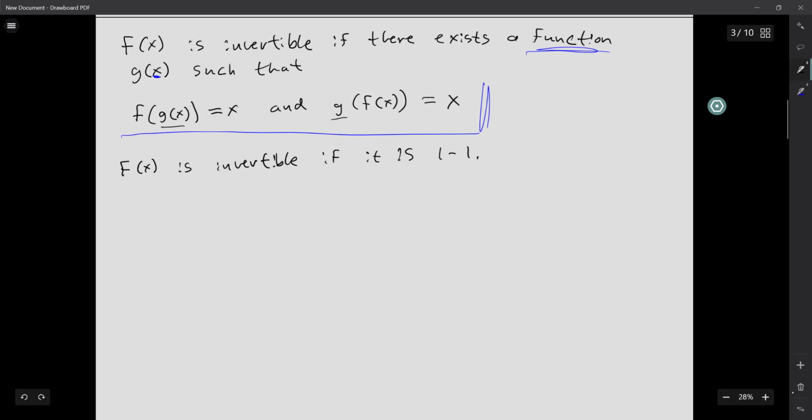Now, one of our primary goals for this section is how do we find such a g of x? So let's go ahead and write here. We will write g of x as f inverse, f to the negative 1 of x. Now, a little notation concern. These mean different things.